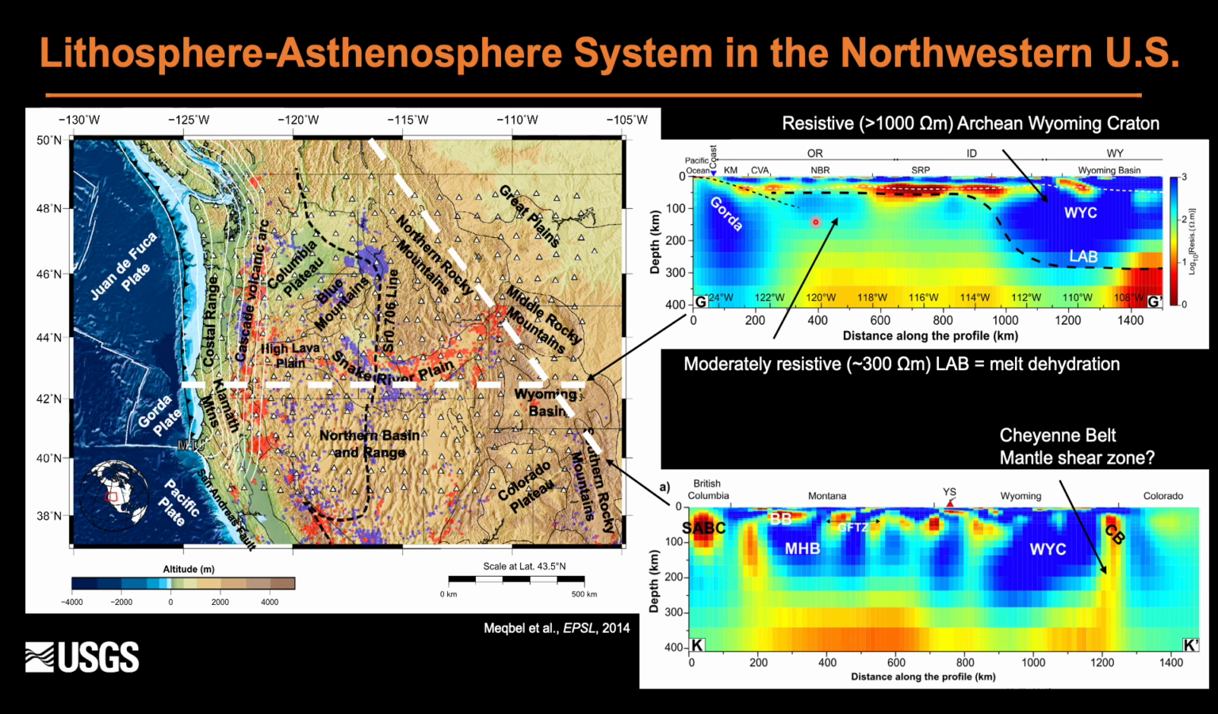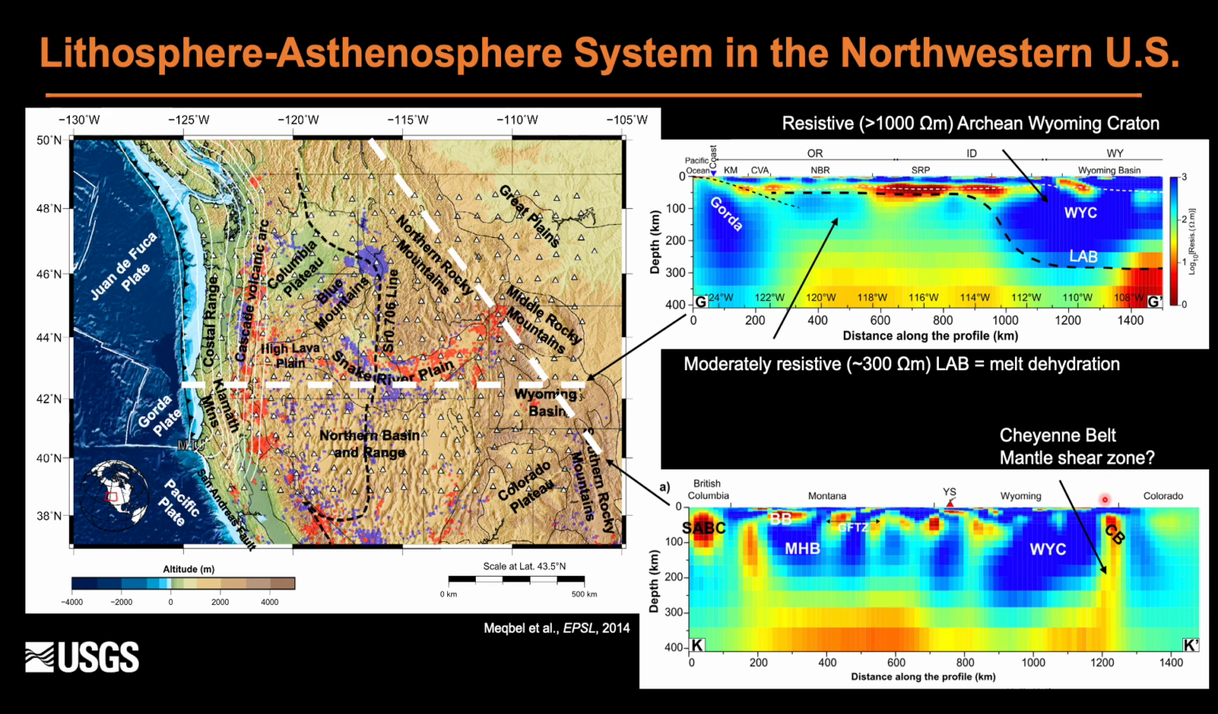I should also note that this moderately resistive asthenosphere likely does extend through the whole region here, including beneath the Snake River Plain. And we don't see the moderate resistivity values immediately beneath the Snake River Plain due to the downward bleeding of the high conductivity values from the lower crustal conductor, but a continuous moderately resistive asthenosphere here would likely still fit the data.